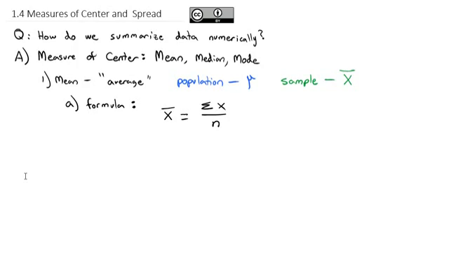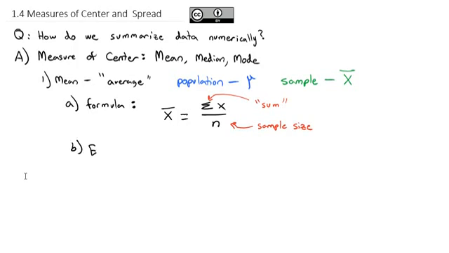And that symbol, that funny looking thing, means the sum. What this means is sum up all the x's, or sum up all the values, and divide by n, which is the sample size, or population size if we're in the population context.